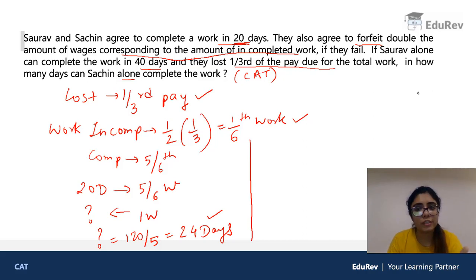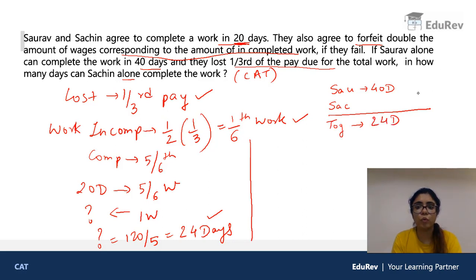Now the question is, if Saurav alone can complete the work in 40 days, so Saurav alone takes 40 days, in how many days can Sachin alone do the work? Now, Sachin alone takes how many days? I don't know. But together, these guys take 24 days because this is the value we got. Now we are going to use our basic LCM method. We'll find out the LCM of 24 and 40, which is 120 units.